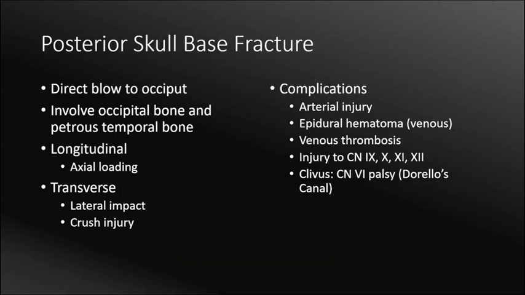Finally, let's talk about posterior skull-base fractures. Posterior skull-base fractures occur as a result of direct blow to the occiput. It can involve the occipital bone and the petrous portion of the temporal bone. They can be longitudinal or transverse and have several complications, including arterial injury, epidural hematoma, venous thrombosis, cranial nerve injury, and if there's involvement of the clivus, cranial nerve 6 palsy.